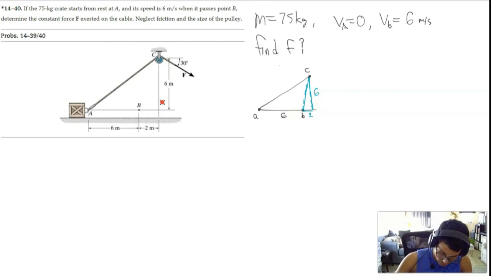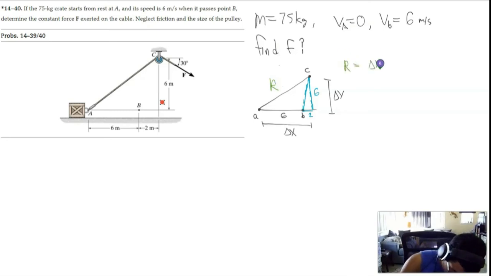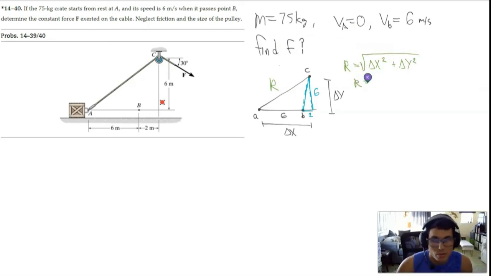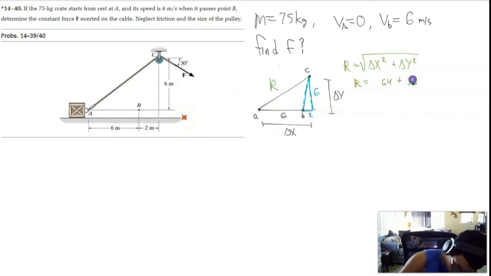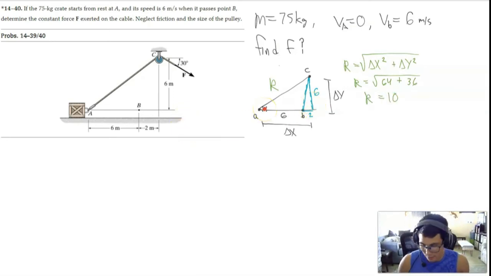So if we're to think about total change in x and total change in y, well then let's call this thing r. I'm going to use green, r. So then r is equal to the change in x squared plus the change in y squared, all square rooted, which as you guys can see is 6 plus 2, which is 8. 8 squared is 64. Okay. And what's the change in y? The change in y is 6. 6 squared is 36. Okay, then r is equal to 10. Okay, so r is equal to 10. That's good.